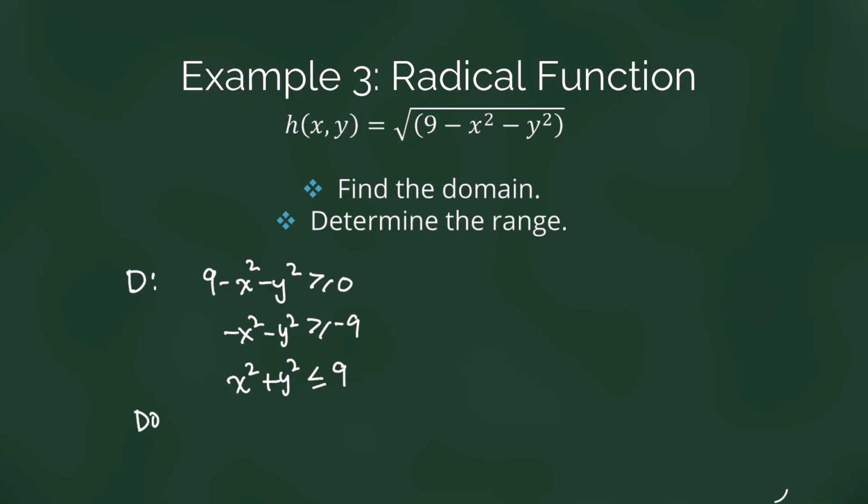So our domain is a disk with center 0, 0 and radius 3. We get the whole disk, not just the circle here, because of the inequality. The inequality means we get everything inside of the circle and we get the circle itself. So we get the disk with center 0, 0 and radius 3.